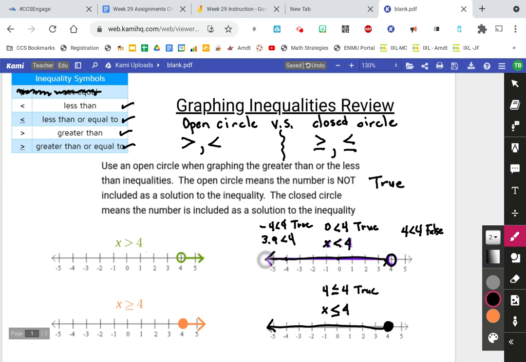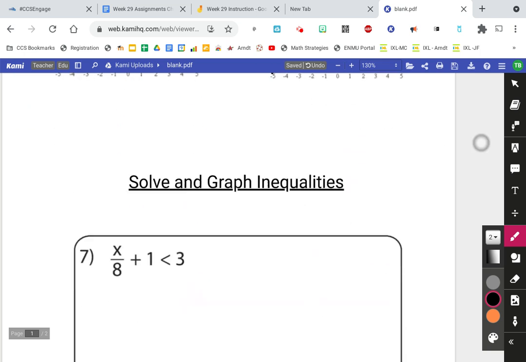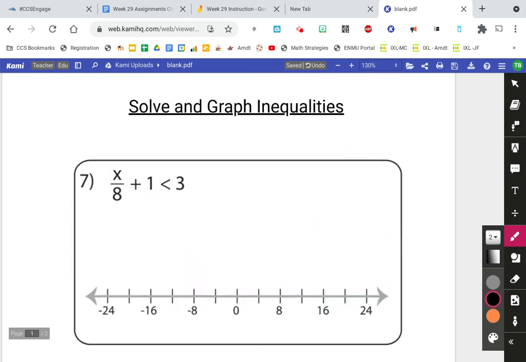So we're going to have to remember this after we solve our inequalities because we're going to want to graph them. Okay, so what we are going to be doing today is solving and graphing inequalities. So let's go ahead and review. Solving inequalities is almost exactly like solving equations. There is a slight difference. That slight difference does not matter for what we're doing right now, but it will matter for our next activity. But for right now, we're not going to worry about the difference.